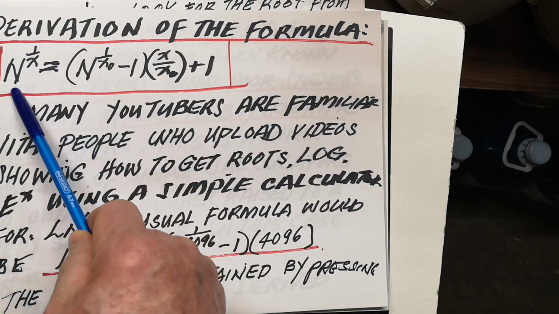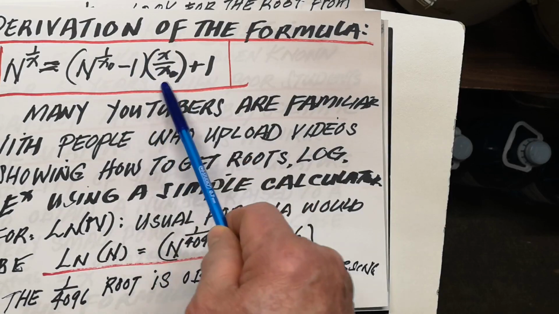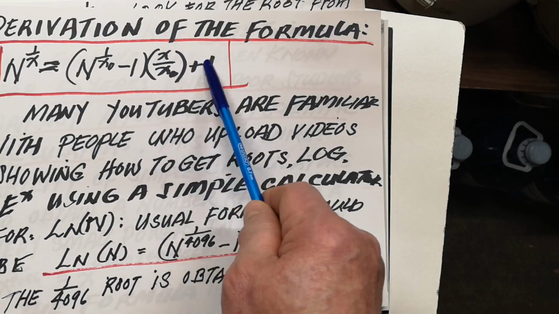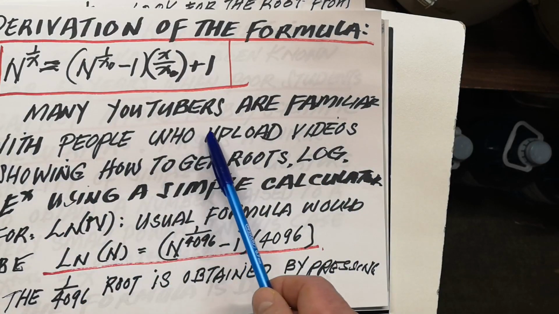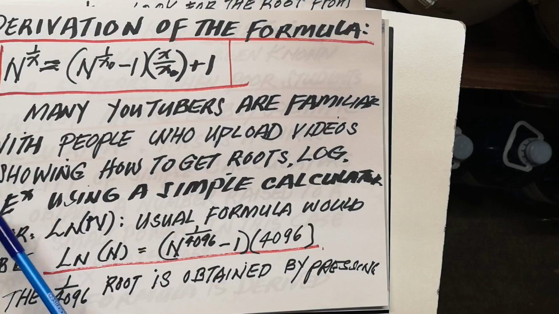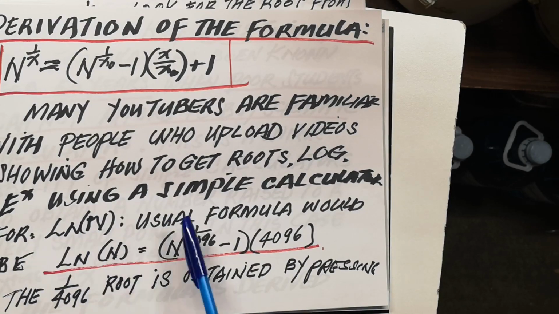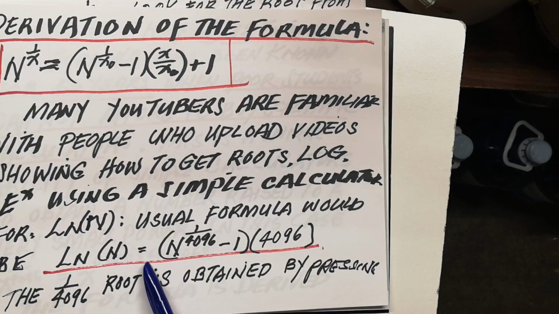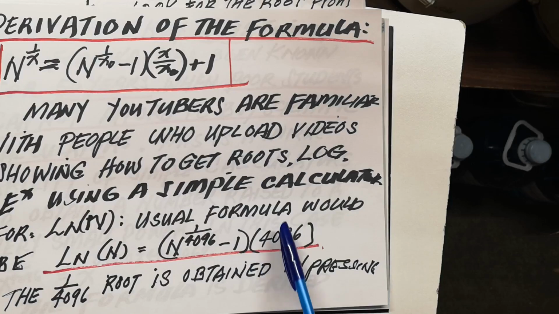This n raised to the 1 over x is approximately equal to n raised to the 1 over x sub 0 minus 1, multiplied by the ratio of x to x sub 0 plus 1. Many YouTubers are more familiar with people who upload videos showing how to get the roots, the logarithm, e to the x, natural logarithm using a simple calculator. For ln of a number n, the usual formula used will be ln of n is approximately equal to n raised to the 1 over 4096 minus 1 quantity multiplied by 4096.